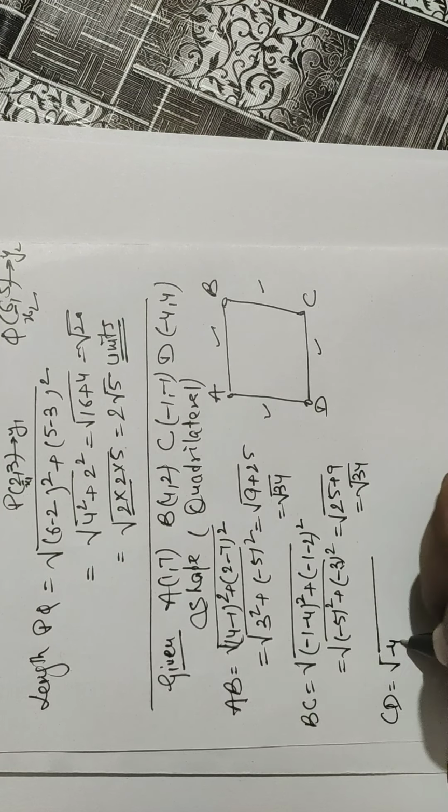We get this one, and it becomes square root of (-5)² plus (-3)², which after simplifying we get 34. It means all the outer sides are the same, that is square root 34. So there are two options for the shape. First option is a square and second option is a rhombus.